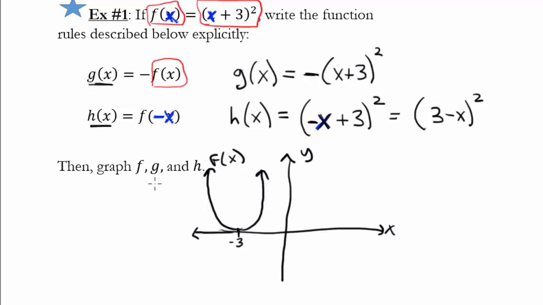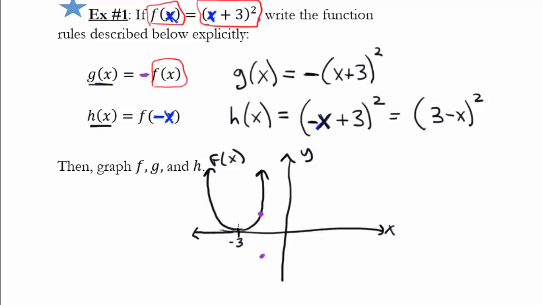How do I graph g? Okay, so g is telling me that whatever f values I had, I want to make them negative. So if I had positive f values, I want to make them negative. That's what this negative is doing right here for me. For example, here in the graph of f, let's say I had this point. This point has a positive y value, a positive function value. I actually want to make that point negative in my graph of g.